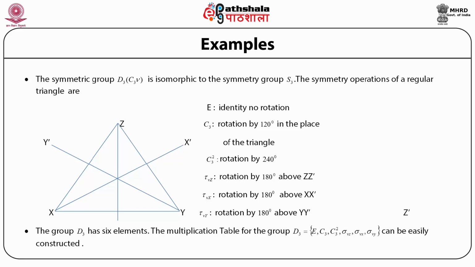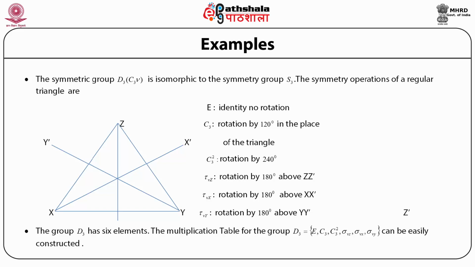Suppose I consider an axis passing through the center of the triangle and rotate by 120 degrees. Because the triangle is a regular triangle, after rotation the triangle maintains its shape. C3 is a symmetry of the triangle. Likewise, I could rotate by an angle of 240 degrees, which also is a symmetry. So C3 square is another symmetry of the triangle.